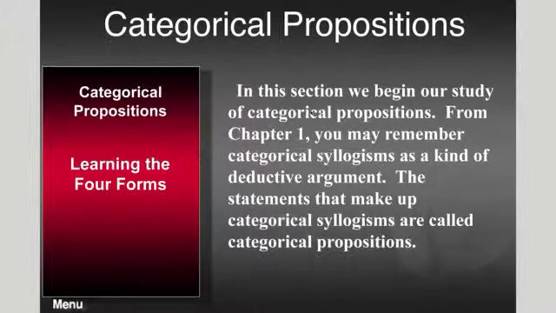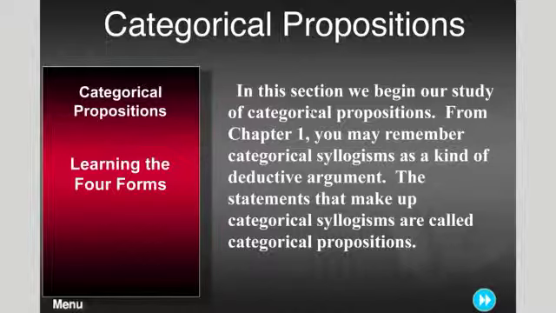So in this section, we'll begin our study of what are called categorical propositions. Categorical propositions are going to be the work of Venn diagrams, but we'll also come back when we begin truth tables soon. From Chapter 1, you'll remember that categorical syllogisms are a kind of deductive argument. The statements that make up a categorical syllogism are categorical propositions. Okay? So syllogisms are made up of categorical propositions.